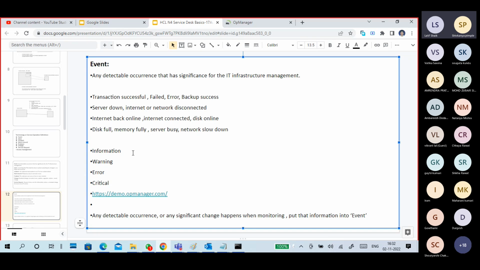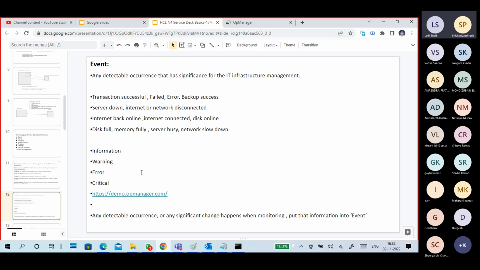Network is up and running. Network is up, good, information. Network is fully busy. Network is down. Okay, so this is about events, guys.